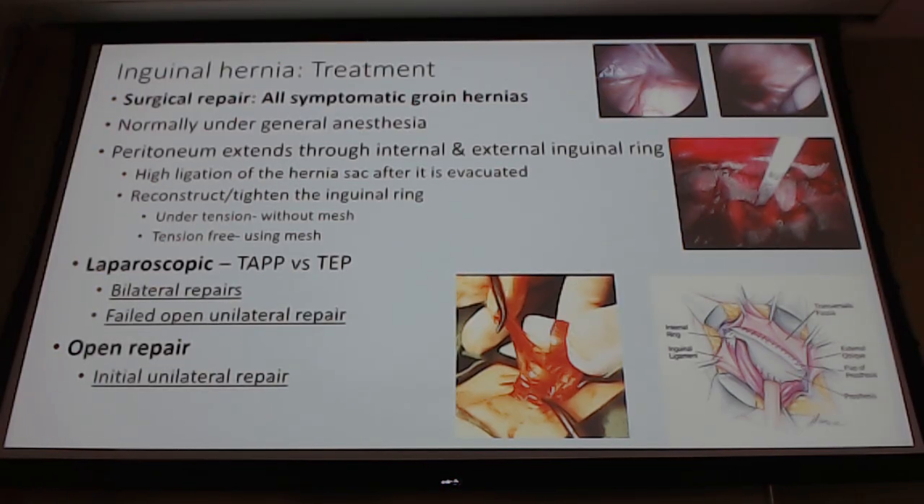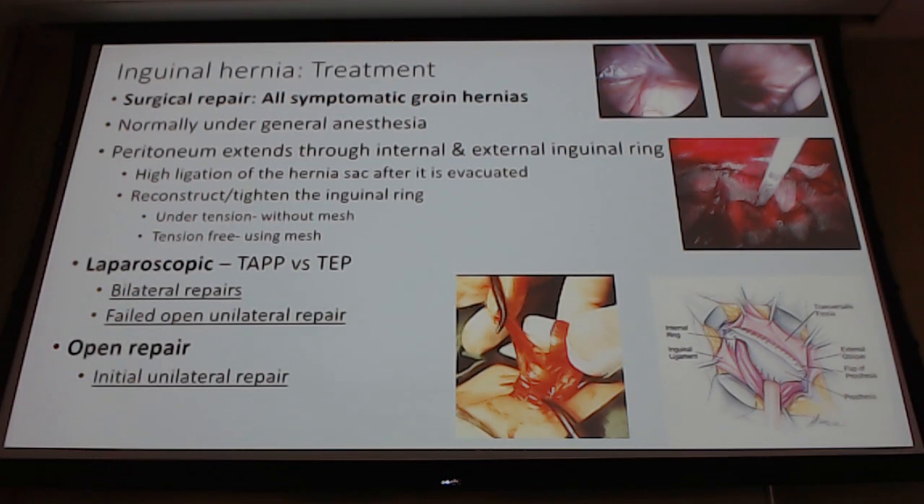So when do we choose laparoscopic as our first operation? They have bilateral hernias, meaning hernias on both sides. It's easier to do laparoscopic and repair both sides versus cutting open two different sides. And then again, failed unilateral repair.